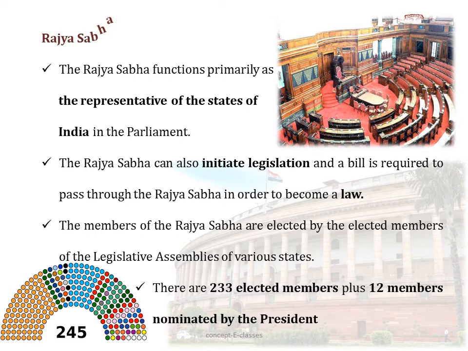Now let's study about Rajya Sabha. The Rajya Sabha functions primarily as a representative of the states of India in the parliament. So it is also called the Council of States. Now the Rajya Sabha can also initiate legislation, and a bill is required to pass through the Rajya Sabha in order to become a law.